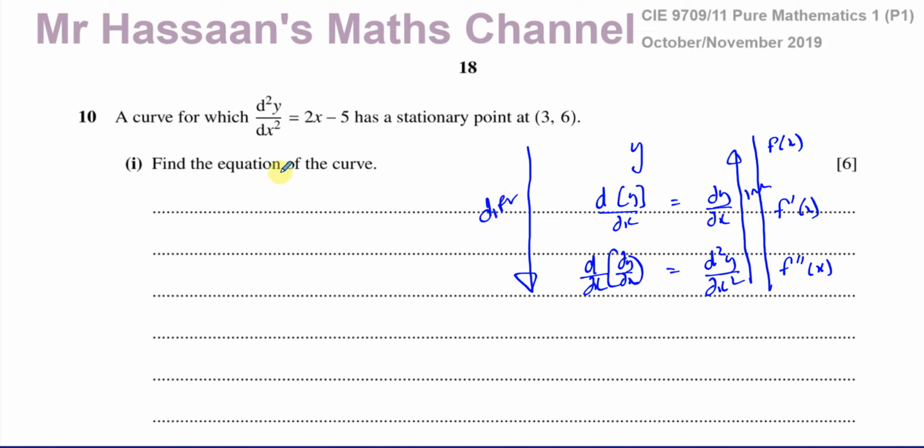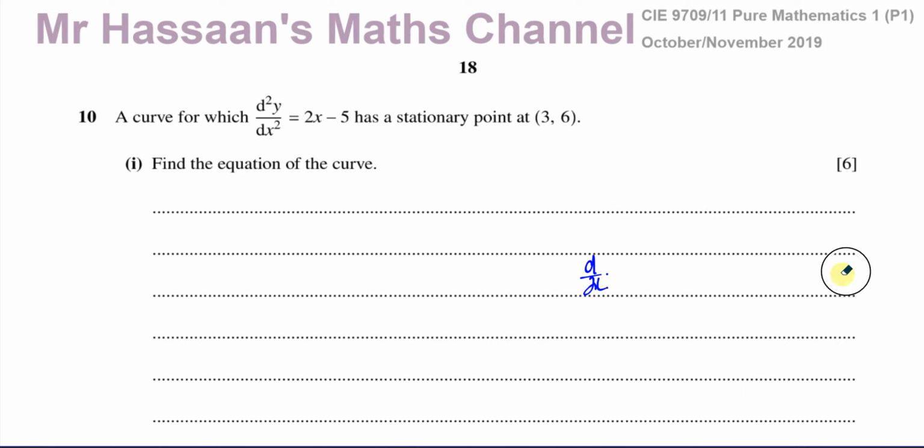In this case, we have to find the equation of the curve, so we have to end up with y equals some function of x. We have to go from here to here, so we have to do some integration. When we're integrating, we normally have a constant of integration. To find that constant, we need a pair of values, which will help us to find the constant of integration.